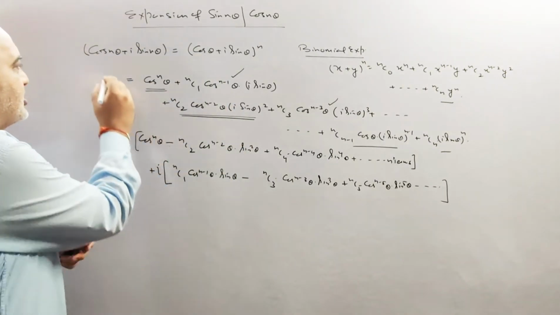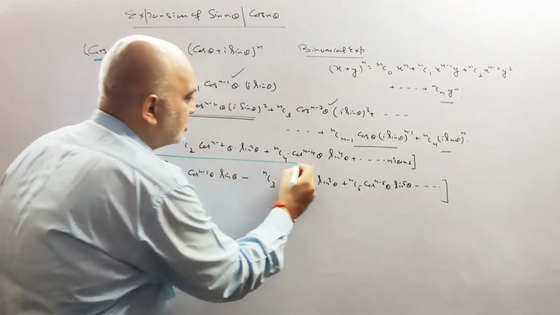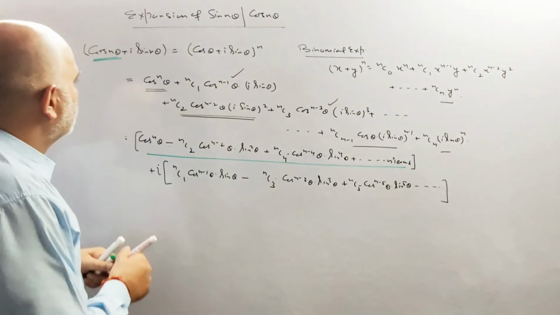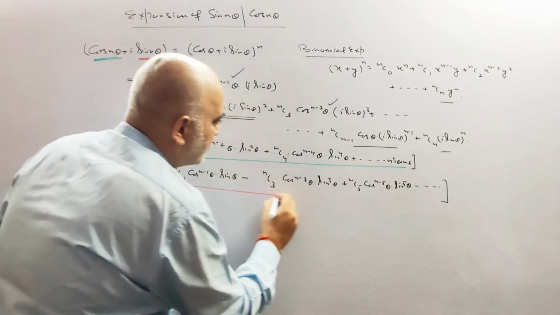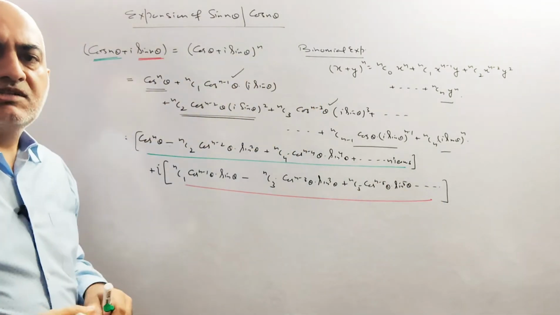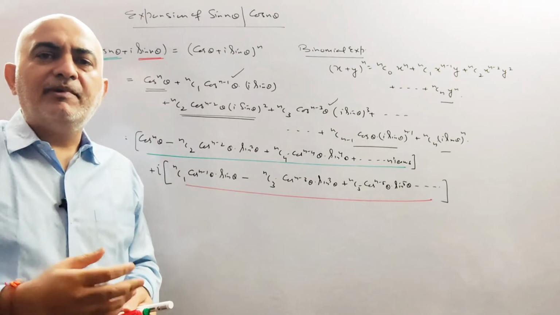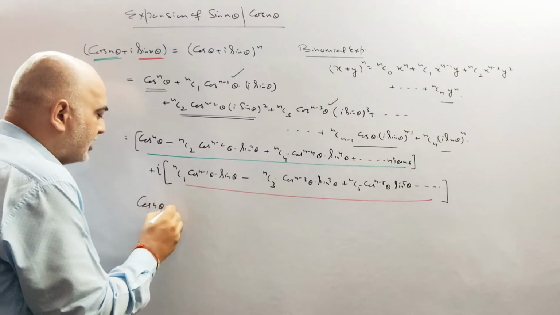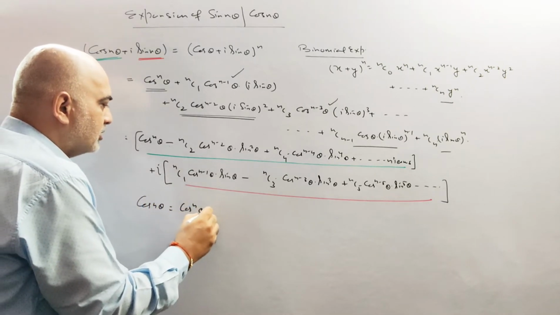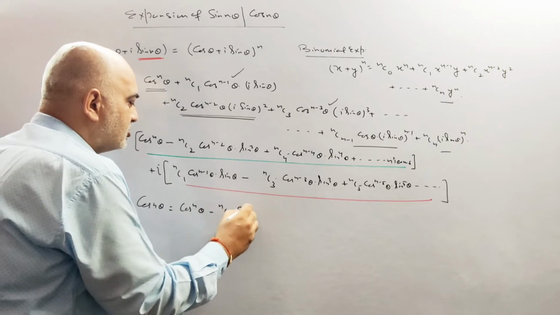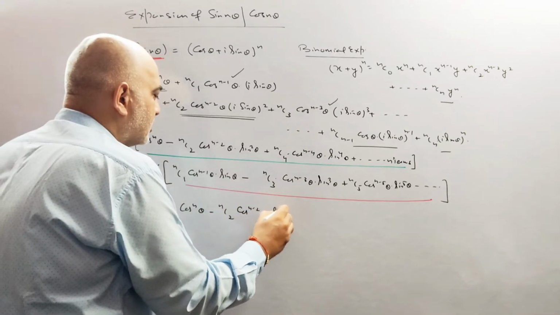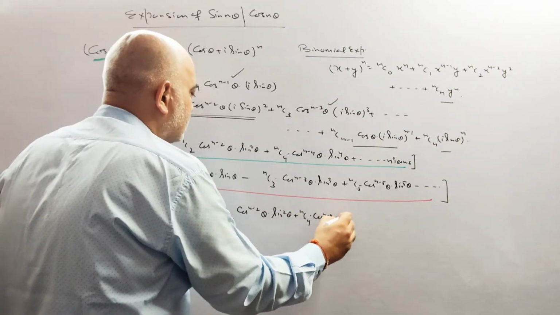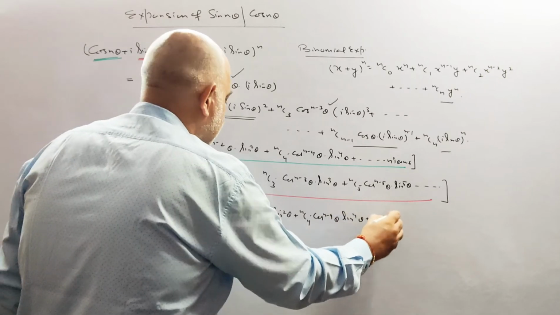And we know that this real part, cos of n theta, is equal to this real part, and this imaginary part, sine of n theta, is equal to this. So when two complex numbers are equal, then their real and imaginary parts are separately equal. So we can take cos of n theta equals cos to the power n theta minus nC2 cos to the power n minus 2 theta sine square theta plus nC4 cos to the power n minus 4 theta sine to the power 4 theta, plus up to last.